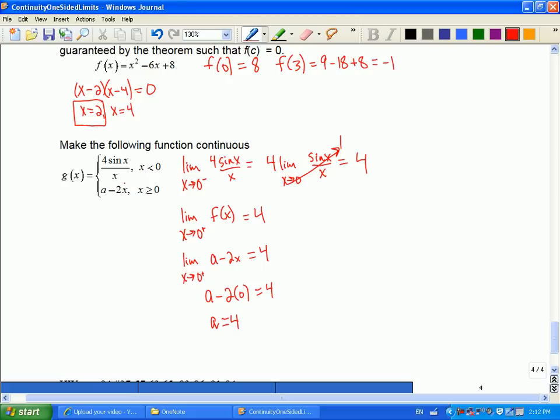So this graph here should actually become 4 minus 2x, and then the two pieces will meet. The left side is the same as the right, and it will be continuous. Okay, so I will let you continue on with your exercises.